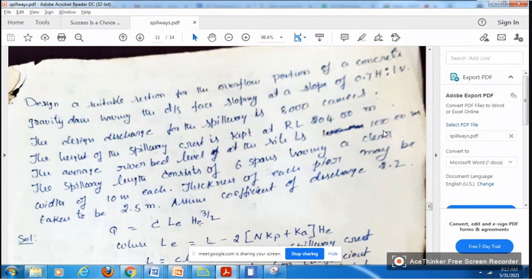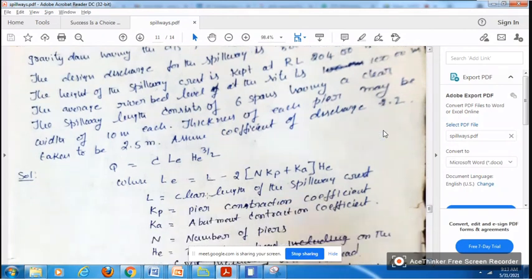But here, Q is equal to C L_e He to the power of 3 by 2. Okay. So we don't know the effective length, but there is a formula to calculate it. The effective length is equal to L minus 2 into N, where N is the number of piers, K is the pier contraction coefficient, and Ka is the abutment contraction coefficient, into He. So if you can calculate the effective length, you can substitute it here, calculate He, substitute He in the profile equation, and you will get the XY coordinates.